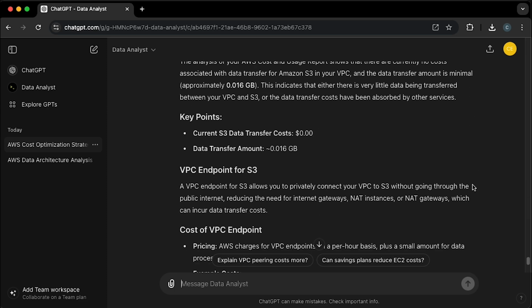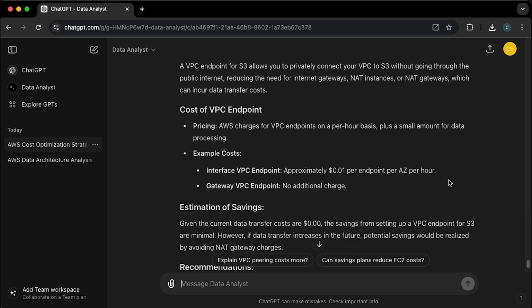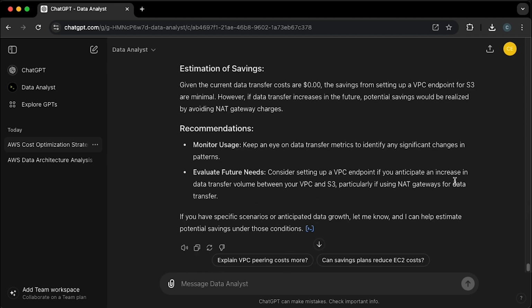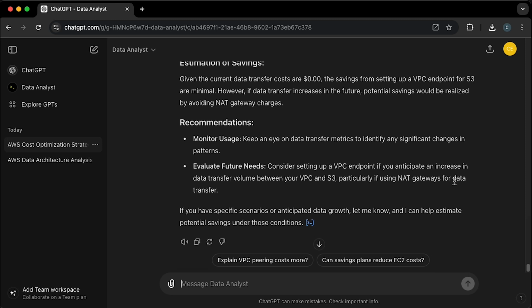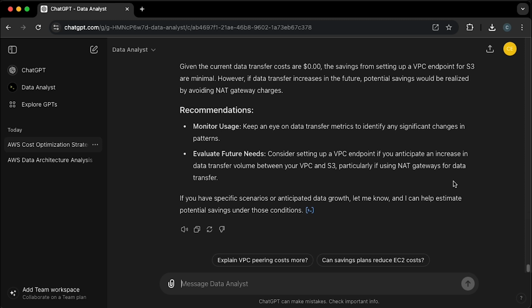So I forgot and didn't realize that this account doesn't really make use of S3 very much at all, and so our costs are actually zero. So I can see that ChatGPT did do the calculation and does correctly report that the transfer costs are zero, and so setting up a VPC endpoint is not going to save us any money, which is a fair analysis. At least we know now that we don't need to invest in setting up VPC endpoints.